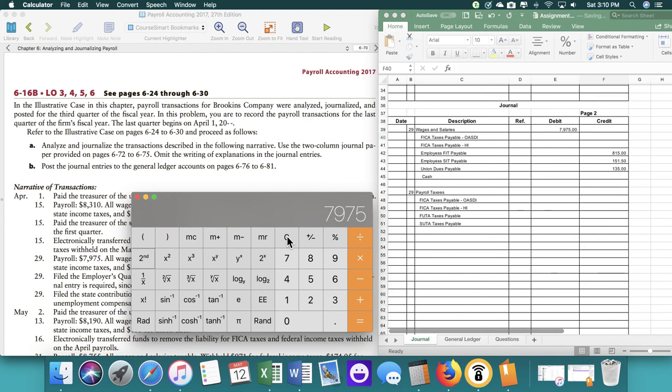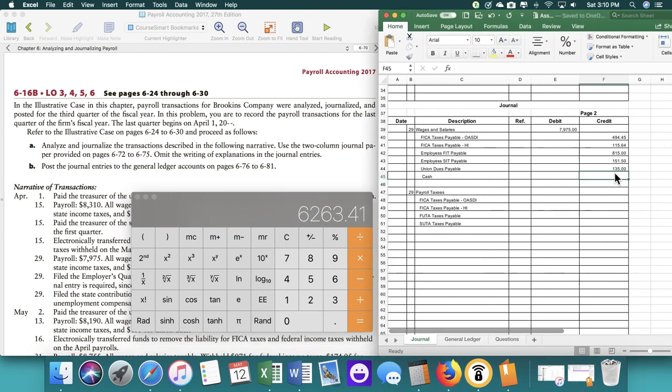So $79.75 times 6.2%, $494.45. $79.75 is 1.45%, is $115.64. And then subtract to find the actual cash amount. $6,263.41.